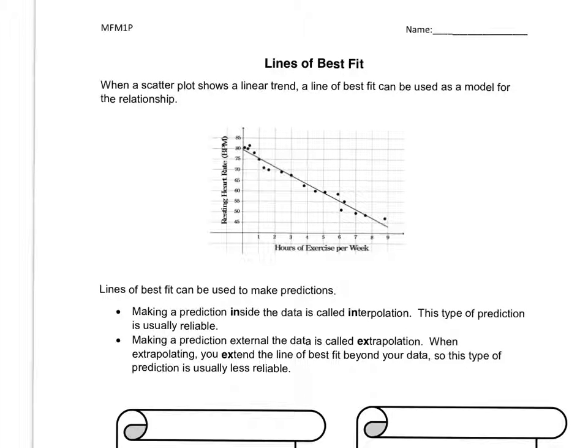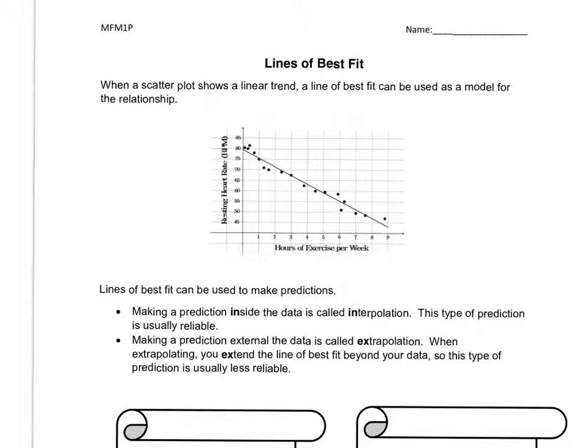In the second lesson on relationships, we are going to look at lines of best fit. In this lesson, we are going to draw scatter plots and determine if a line of best fit is appropriate, and then we are going to make predictions using the line of best fit.